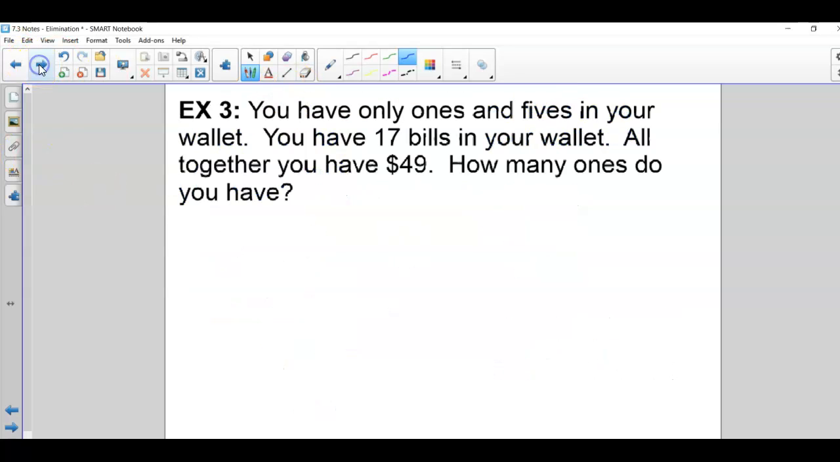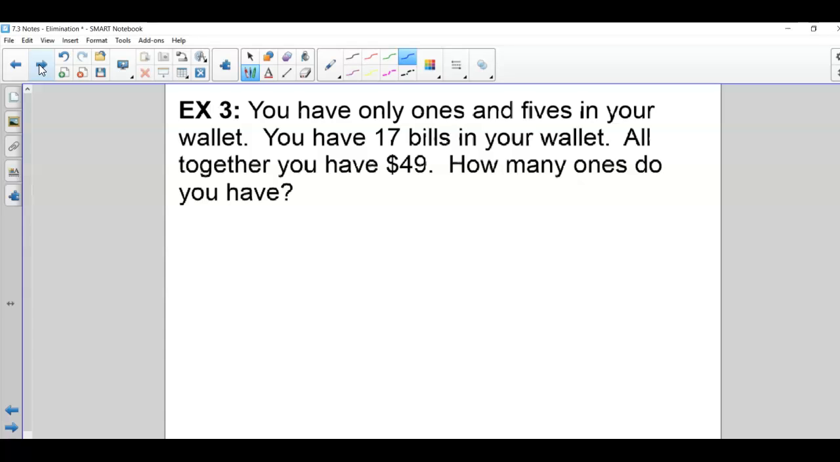All right, let's do another one. You have only 1s and 5s in your wallet. You have 17 bills in your wallet. Altogether, you have $49. How many 1s do you have? Okay, this is kind of similar to the last problem, but it's dealing with 1s and 5s, not necessarily tickets.